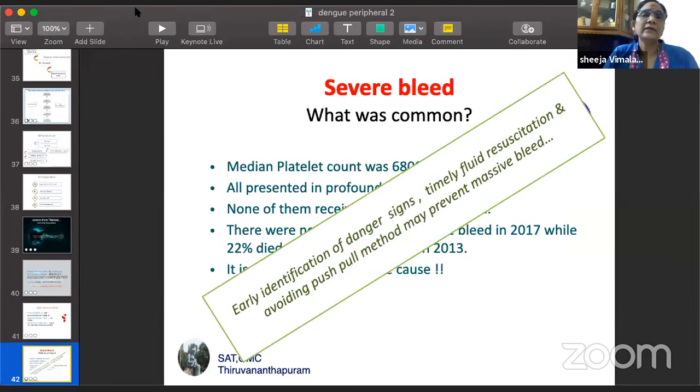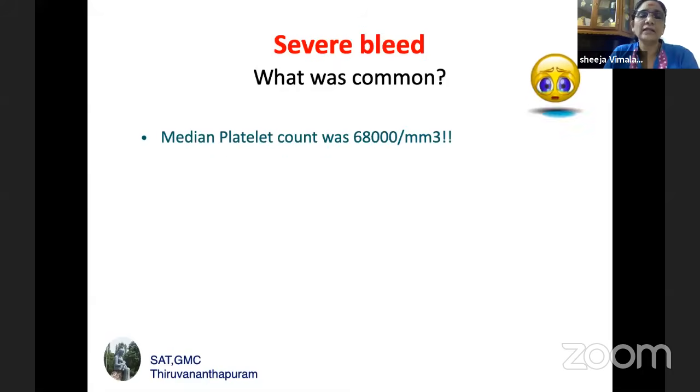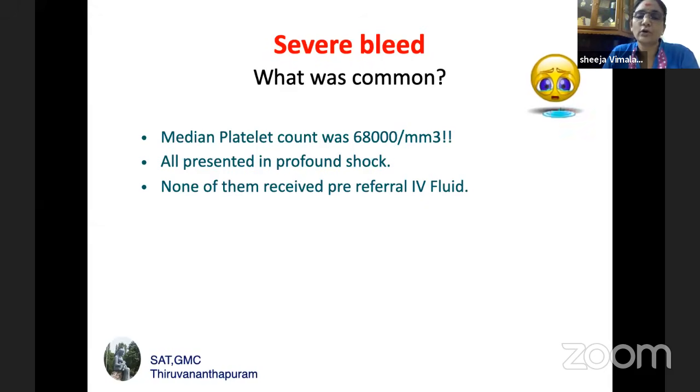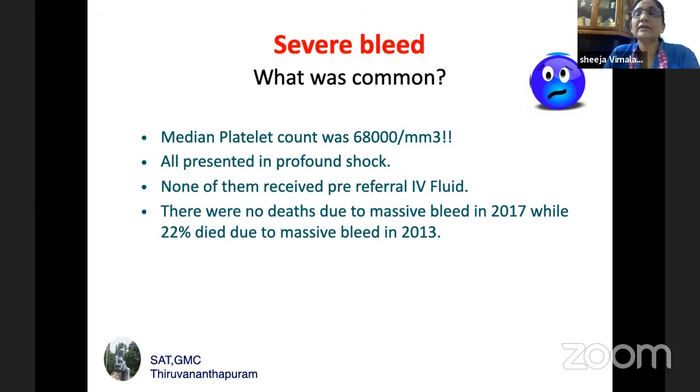So when we analyzed the children who died due to severe bleed, what did we find? We found that the median platelet count was 68,000. So that means they were not dying due to massive bleed due to thrombocytopenia. What was common was all these children presented in profound shock, and none of them had received a peripheral IV fluid. But one thing is very heartening, there were no deaths due to massive bleed in our hospital in 2017, while 22% of children died due to massive bleed in 2013.